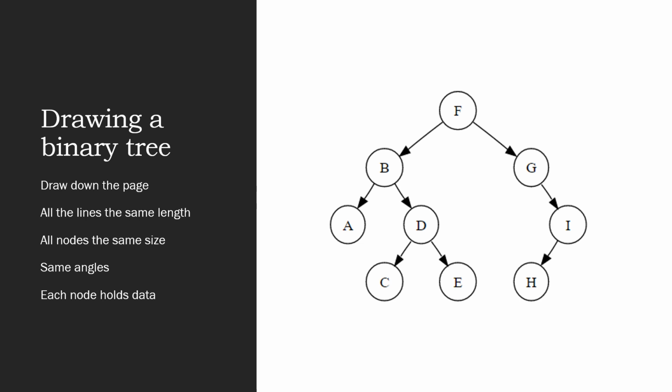We draw a binary tree like this down the page. This one has I've used letters to stand for the data. Try to make all the lines the same length and all the nodes the same size, and as far as possible use the same angles. If you do that, it will set itself out in a more regular form, and it'll be easier for you to understand what's going on. Every node, of course, has data, and I'll tend to use letters or numbers to stand for that data.